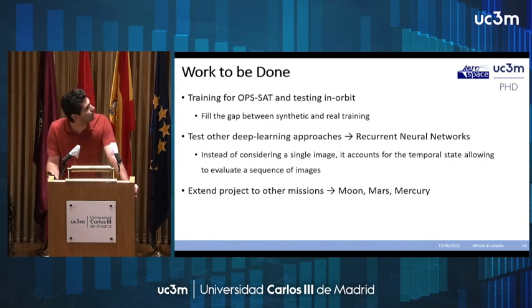Also, we want to test other deep learning approaches, like using a recurrent neural network to take into account a sequence of images instead of a single image. And also extend the project to other missions, like for the Moon, Mars, and Mercury, for which we also have data sets which will allow us to produce synthetic images.